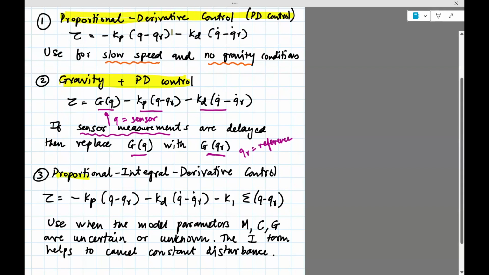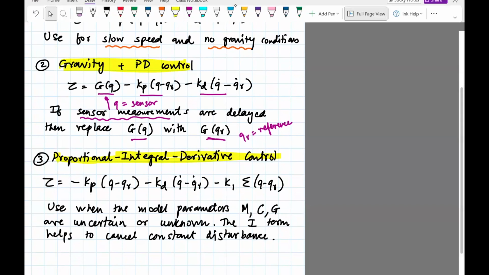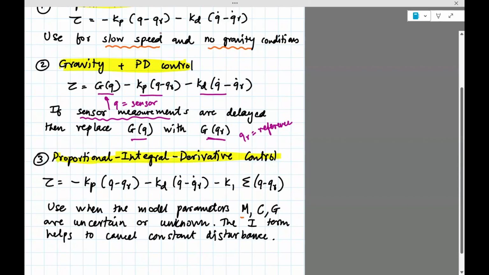The third one is proportional integral derivative control. Here you just do Kp (q minus q_r) plus Kd (q dot minus q dot r) plus Ki times the summation. Here I wrote the discrete form of the equation. There's no dt because you're just summing q minus q_r, but it's over time. This is used when you are not sure what M, C, G is, because you can see that the mass, Coriolis term, and gravity do not appear in that equation. They are uncertain or unknown.